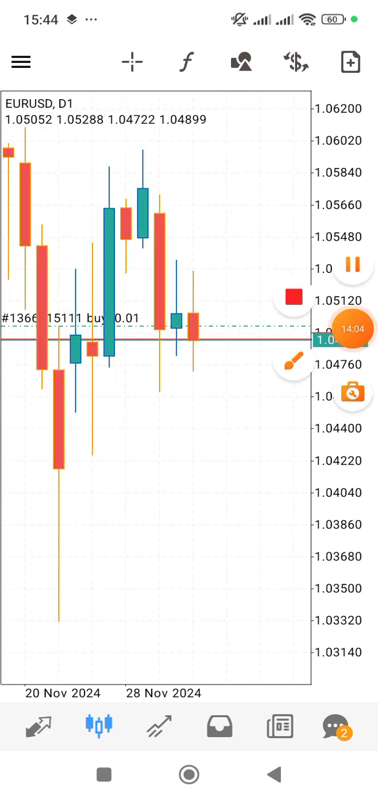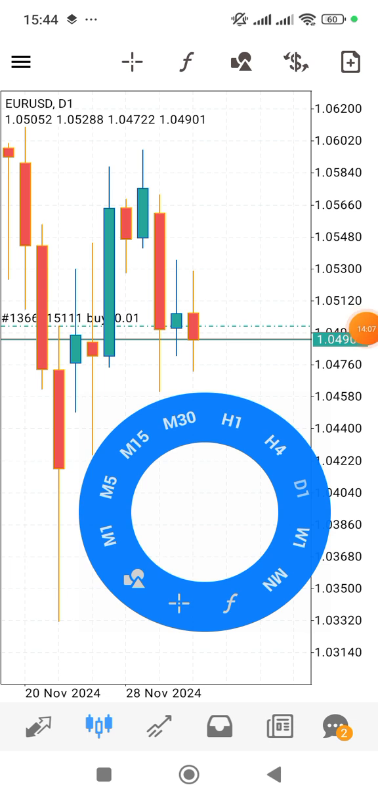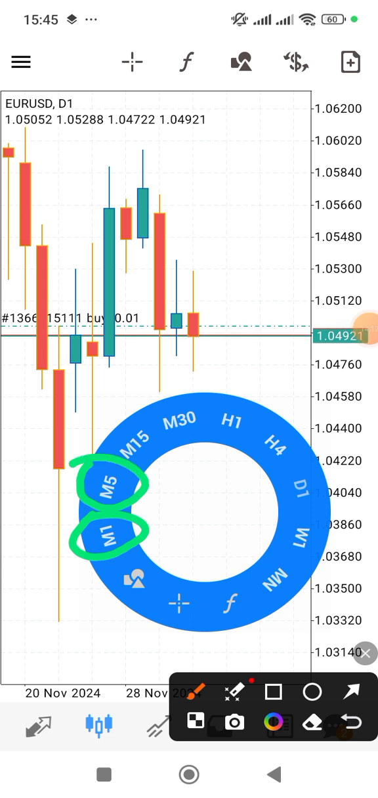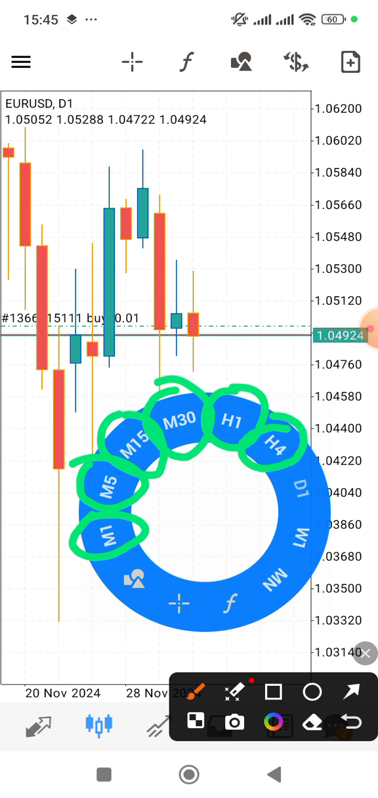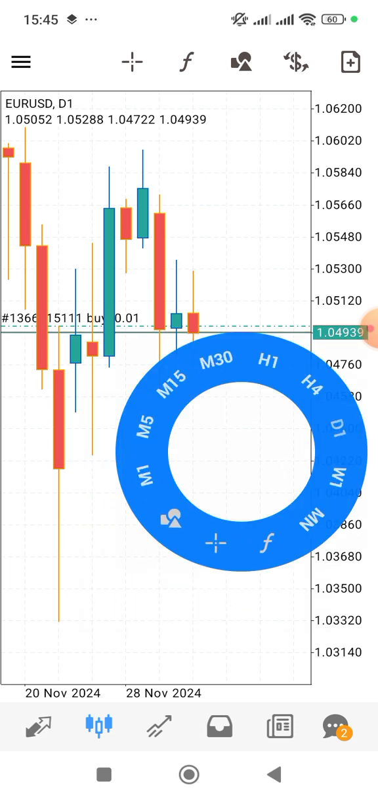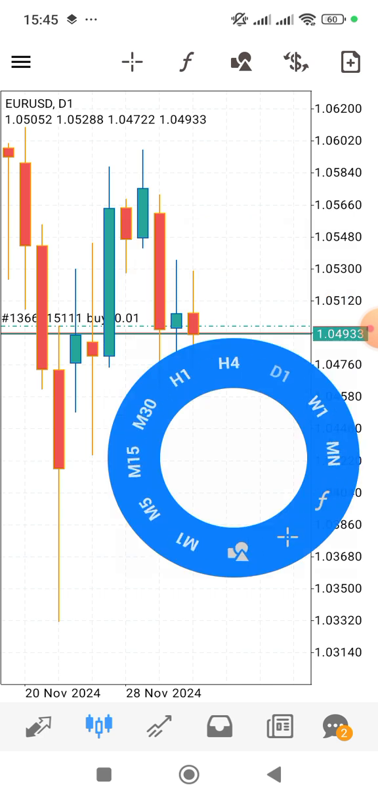Let me click on the screen. As you can see, this is M1, 1 minute time frame, 5 minutes time frame, 15 minutes time frame, 30 minutes time frame, 1 hour time frame, 4 hour time frame, daily time frame D1, W1 weekly time frame, MN monthly time frame, okay? So that's time frame. What does it mean? If you just tap your screen, tap your MT4 in the charts area, you will see it pop up.